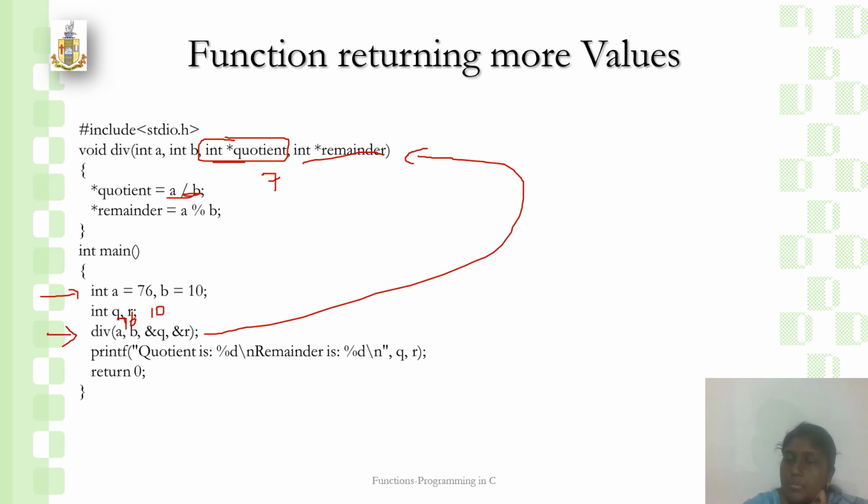So here we are taking the modulus, so the remainder would be 6. So after this one, the print statement will print quotient is 7 and the remainder is 6. So this is the way how we can return more number of values from a single function declaration.